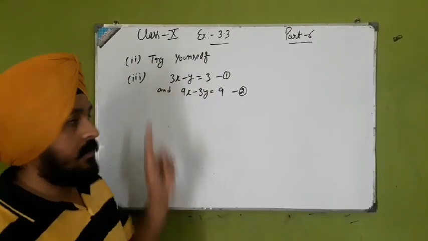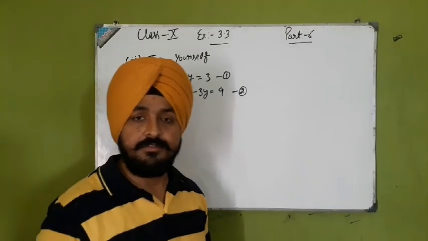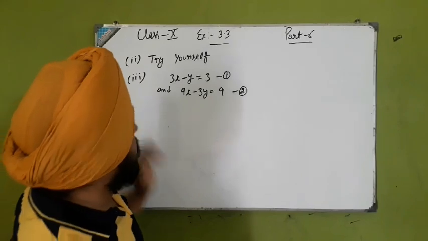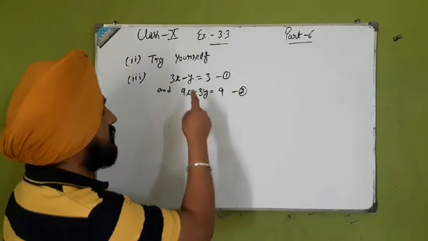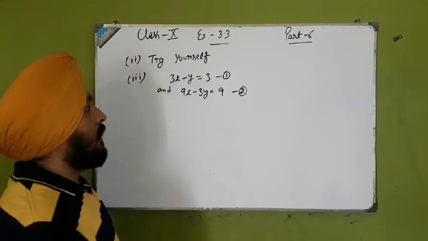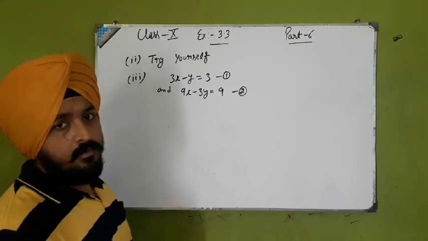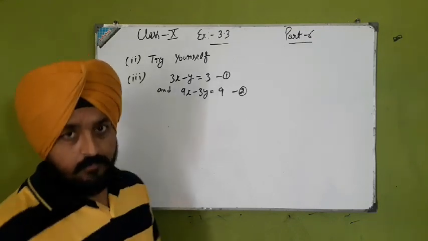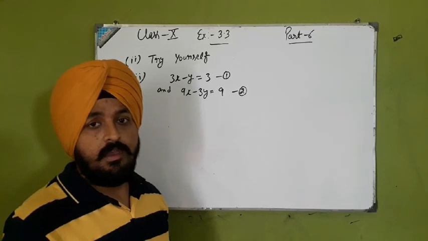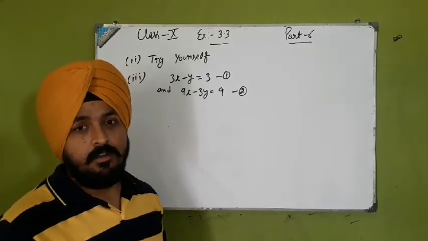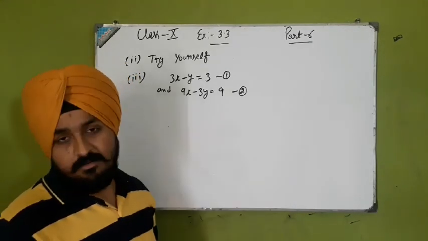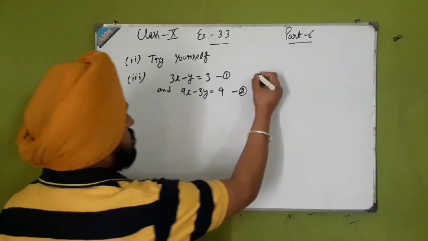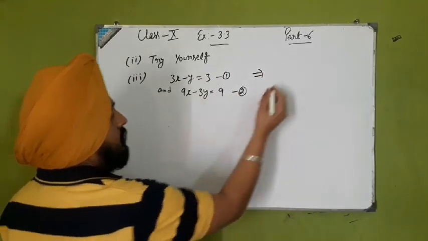The second part you have to try yourself with the same substitution method. Now look at the third part. We have 3x minus y is equal to 3 and 9x minus 3y is equal to 9. As you know, in the substitution method we have to calculate any one variable from any one equation. I am taking equation first here to find the value of x.